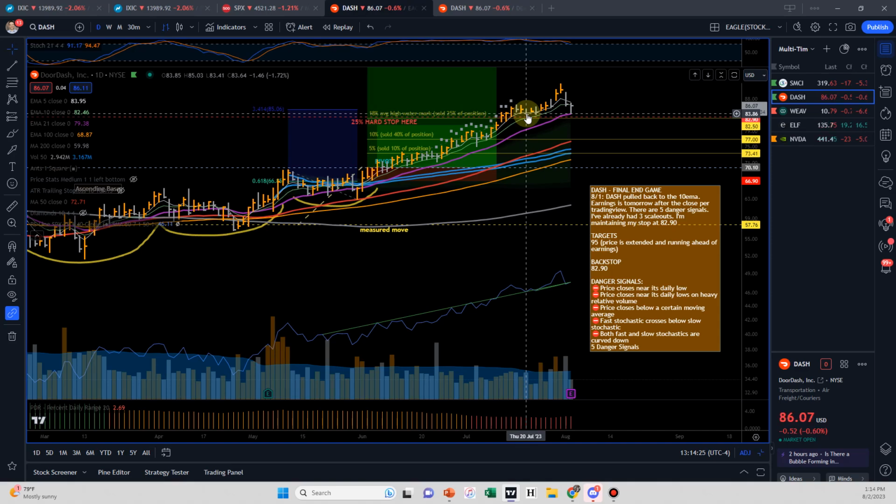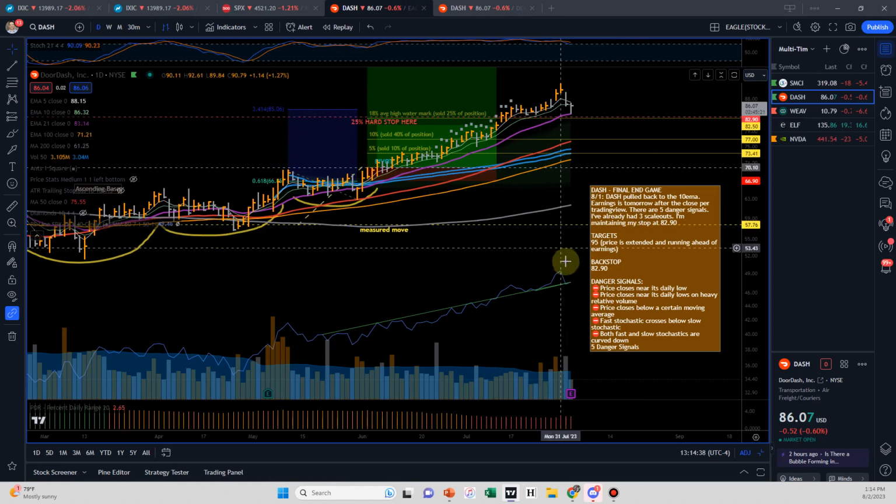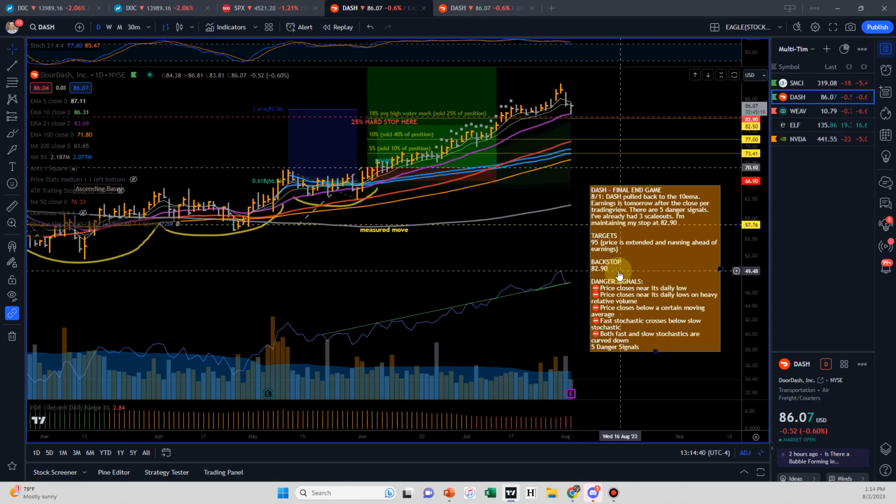So for those reasons is why I would stick with this through earnings, and that's provided that, one, it doesn't trigger my backstop at 82.90. Today price fell to 83.81, so it held that stop so far, and it also presumes that by the close I don't get enough danger signals to warrant an exit before the close.